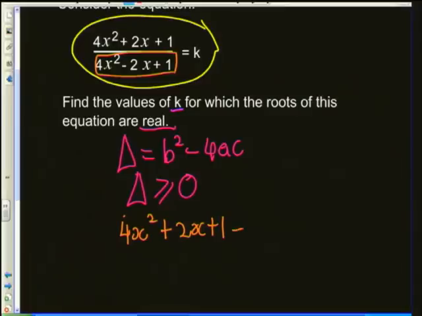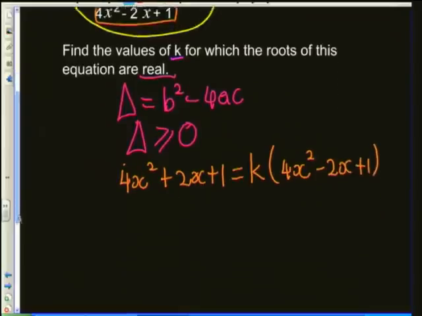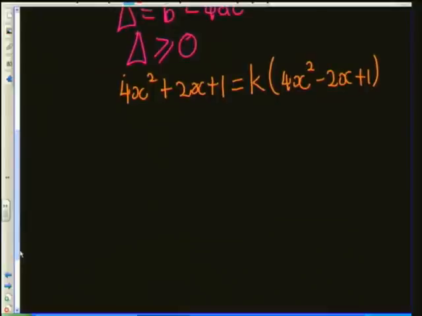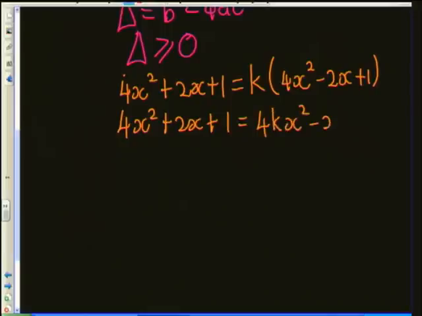All right? Which is equal to, I need to multiply the right-hand side by the LCD as well. So that is 4x squared minus 2x plus 1. Right? We need to get rid of this bracket. So I've got 4x squared on the left-hand side plus 2x plus 1. I need to distribute that k into this bracket. So I'm going to write 4kx squared minus 2kx plus k. Right? Easy peasy.